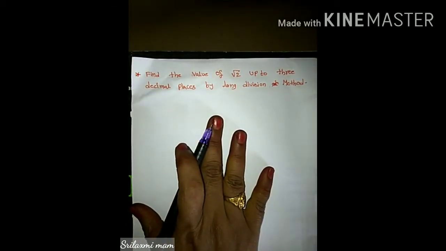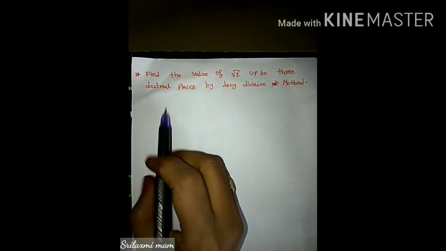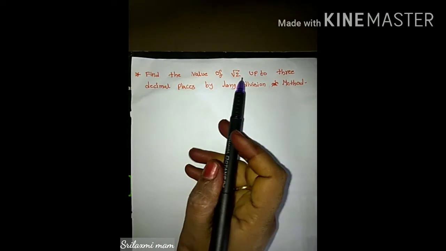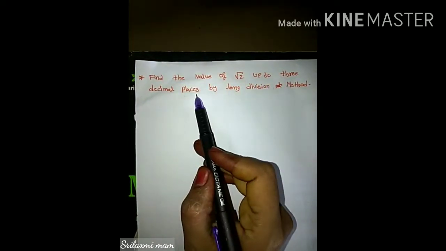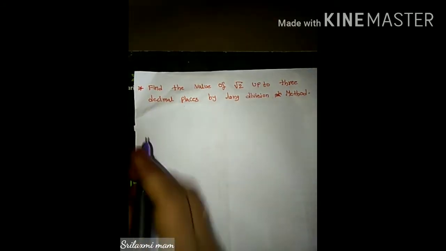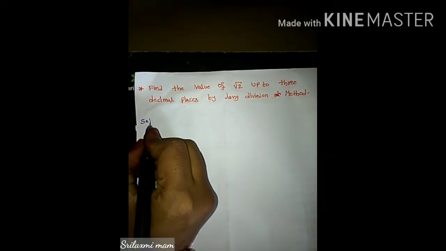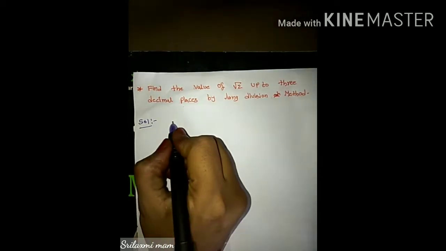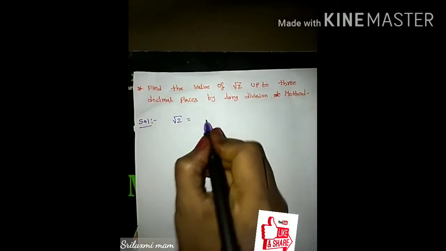We solve one problem in 9th class, first chapter. What is the problem? Find the value of root 2 up to 3 decimal places by long division method. So, solution: what do we find out? Root 2 equals what?